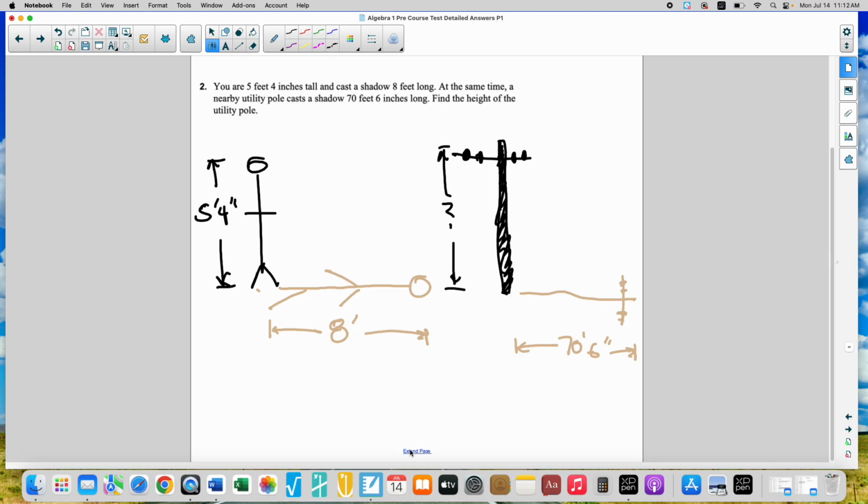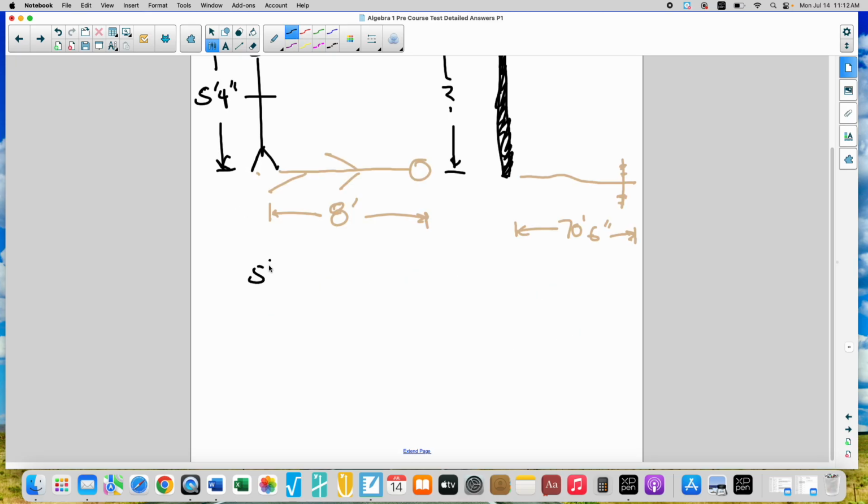Okay, so what we can do is we can write a proportion. We can write 5 foot 4 inches is to 8 feet as x is to 70 feet 6 inches. This is the height of the original, and that's not how you spell height, H-E-I-G-H-T. This is height, and then this is shadow. So the height of the object is 5 foot 4 inches, x, and this is person, and this is utility pole.